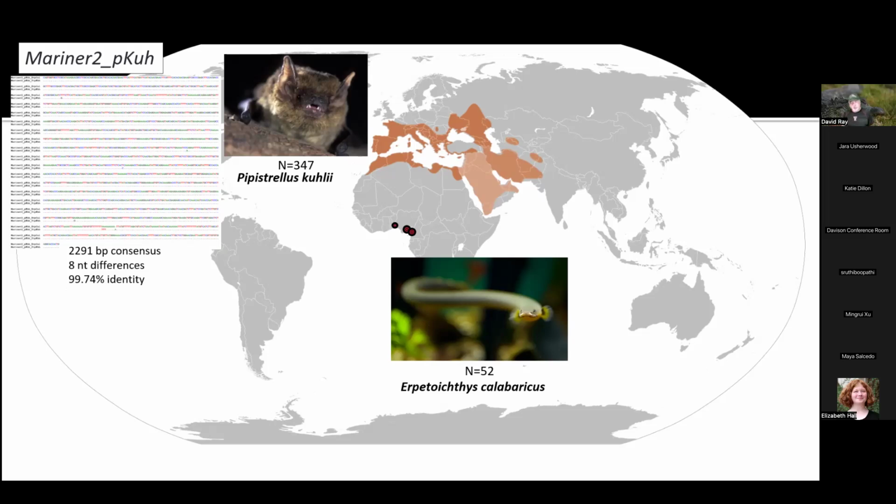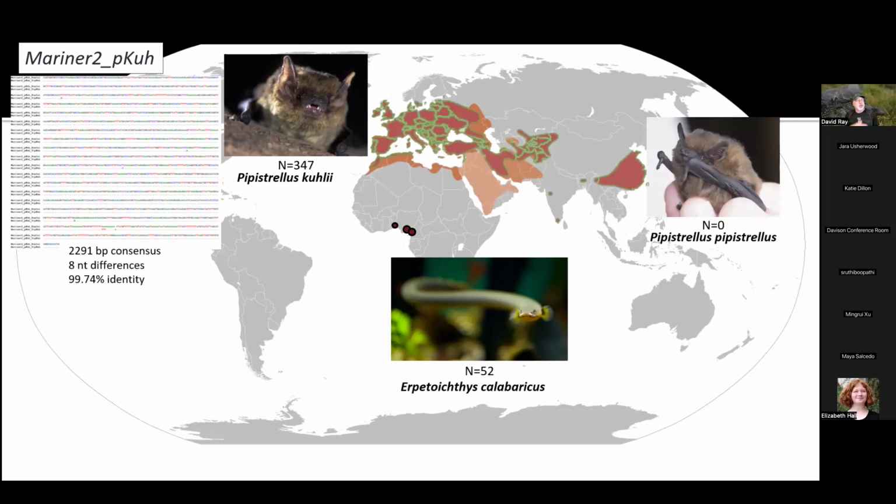And we could show that by comparing to the sister species of Pipistrellus kuhlii, Pipistrellus pipistrellus, which shares much of its habitat. Those two organisms diverged from one another about 15 million years ago, but yet there are no instances of this element in Pipistrellus pipistrellus, and there are 347 instances of this element in Pipistrellus kuhlii and 52 elements in Herpetoichthys, the reedfish, but none here. So that tells us that somehow that element was transferred between these two organisms.